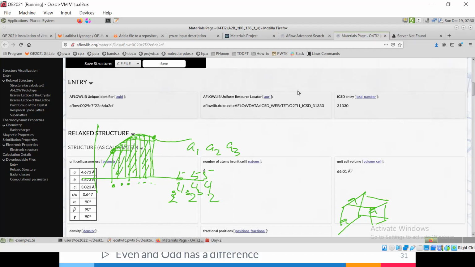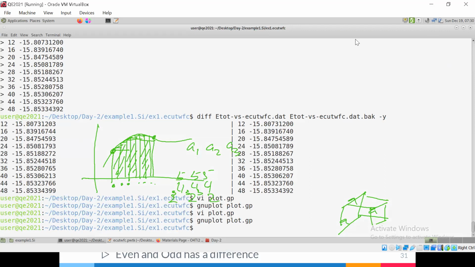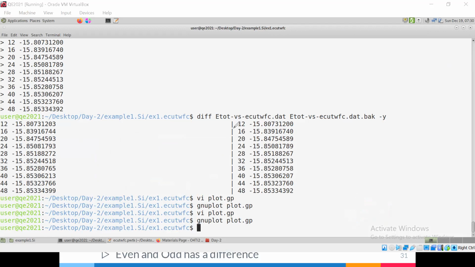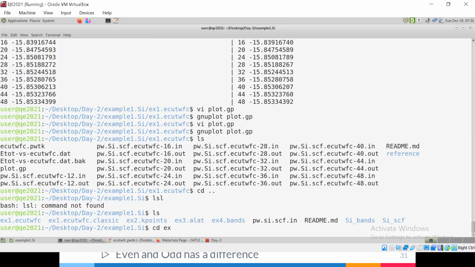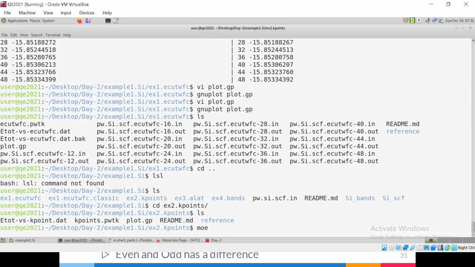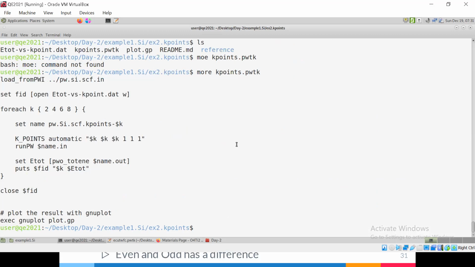So that can be done here, and you do a similar script. You just change that parameter. So that is exercise number 2. If you go to EX2.kpoints, that is exercise 2, and if you look at K-point PWTK, what it does is a similar thing.